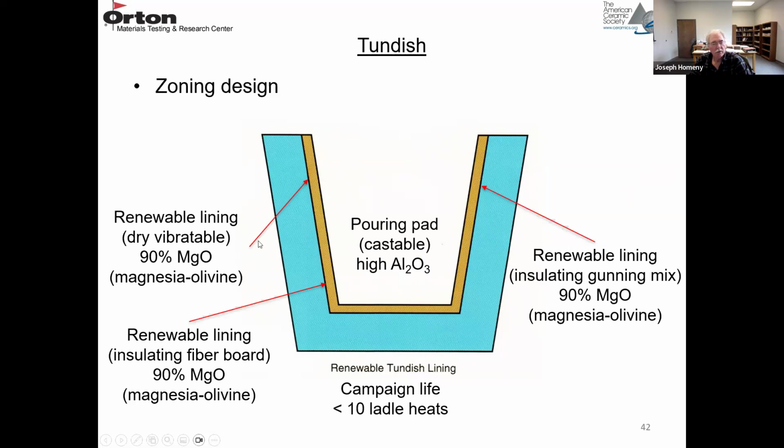And there's various possibilities here. It could be a dry vibratable, magnesia olivine, so it's a high MgO content, maybe 90% MgO. It can be an insulating fiberboard, maybe 90% MgO again, maybe a magnesia olivine type composition. Or it could be a gun lining, again, at 90% MgO based on magnesia and olivine. So it can either be a dry vibratable, a fiberboard, or a gun type material. And then there's some refractory furniture in here.